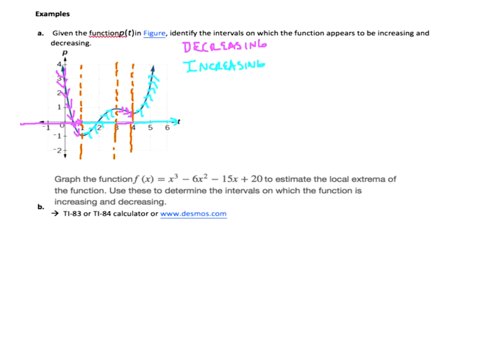So my decreasing intervals are from negative infinity to positive 1 and from 3 to 4. Notice I've only used parentheses because at those points of inflection, at those local extrema, you are neither increasing nor decreasing. You are just a point. So you cannot include those values. And I am increasing from 1 to 3, and then again from 4 through positive infinity.